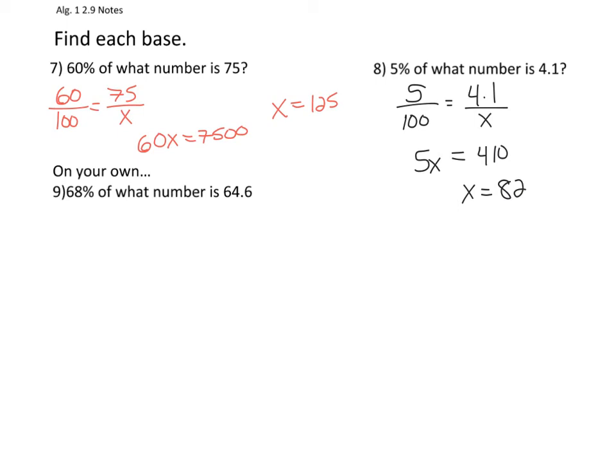Alright, number 9. It's another one of those that you're going to try on your own, so pause the video. We'll come back here in just a few minutes and show our work. Alright, so here's my work for number 9. 68% of what number is 64.6. Use the cross product property, and then I solved for x. X equals 95. On to the next one.